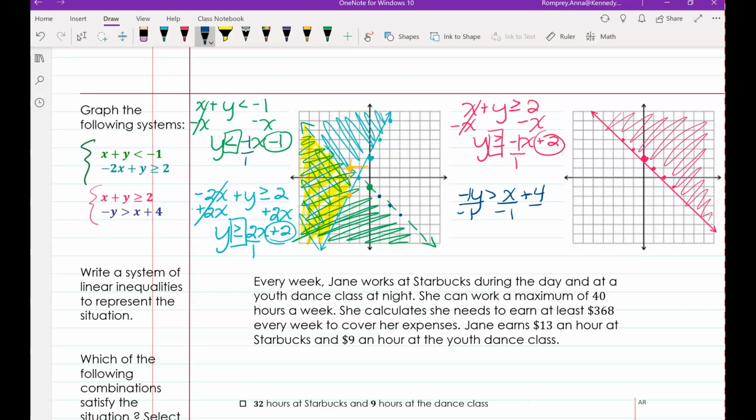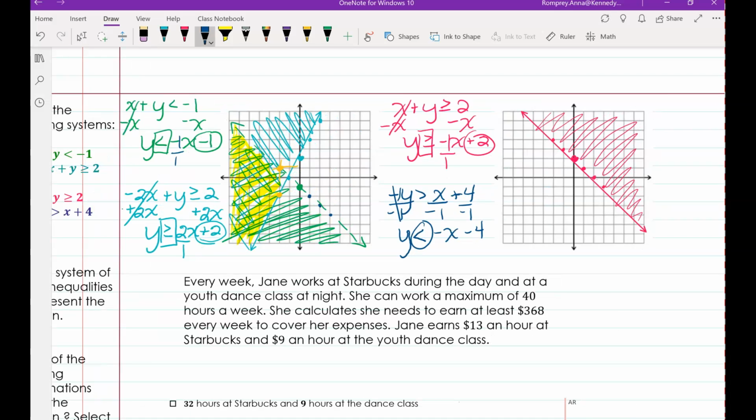Now remember, inequalities are very similar to solving equations. The only difference is multiplying or dividing by a negative. So we did divide by a negative, so you must remember when we divide by a negative, we have to remember to flip that sign. So important. So I end up with y is less than negative x minus 4. So again, flipping that sign, that's key here. That's the common mistake people make.